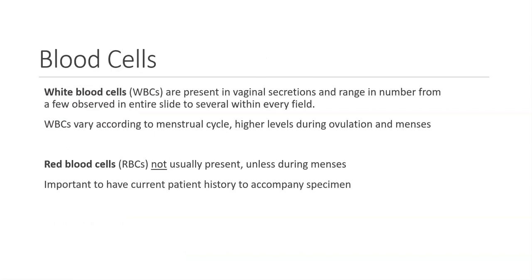White blood cells are normally present in vaginal secretions and range in number from a few observed in the entire slide to several within every field, because they're on the lookout for invading microorganisms. The number of WBCs will vary according to the menstrual cycle, with higher levels during ovulation and menses. Red blood cells are not usually present unless during menses. It's important to have a current patient history to accompany the specimen, because if she is not in her menstrual cycle, then red cells could be a bad sign.